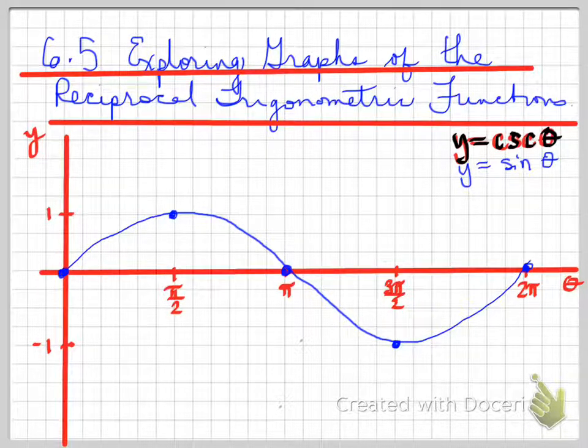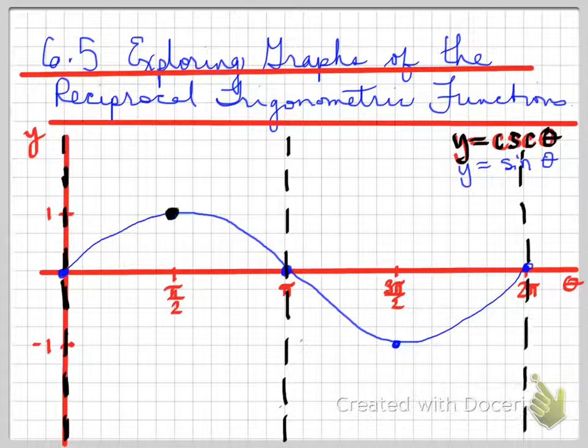Well, cosecant will have an asymptote at every zero of the sine graph. So that's where all your asymptotes are. And remember, at 1 and -1, something special happens there. Those are going to be your invariant points. So there's an invariant point at 1, and there will be an invariant point at -1.